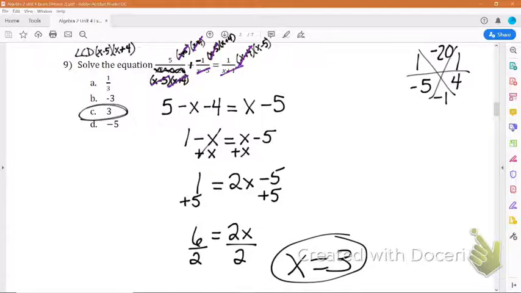Kind of a tricky question. At least it's multiple choice. I like how this one's so cool.